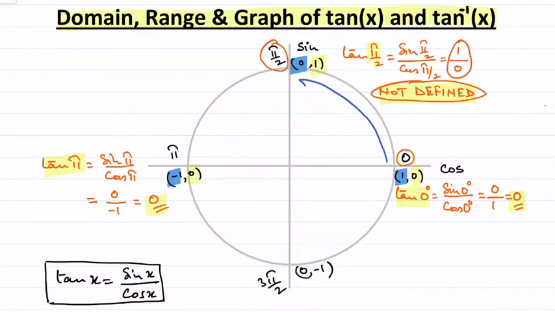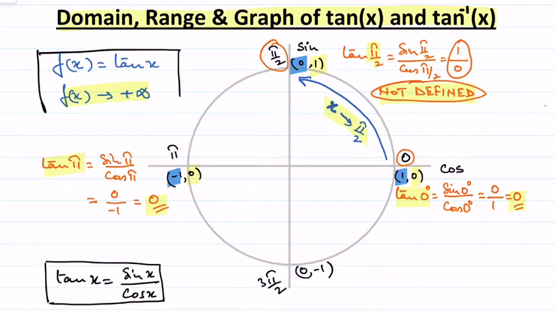But when x tends to pi by 2, then the function f(x) equal to tan x goes towards plus infinity. So when x tends to pi by 2, f(x) goes towards plus infinity. But at pi by 2, tan is not defined.